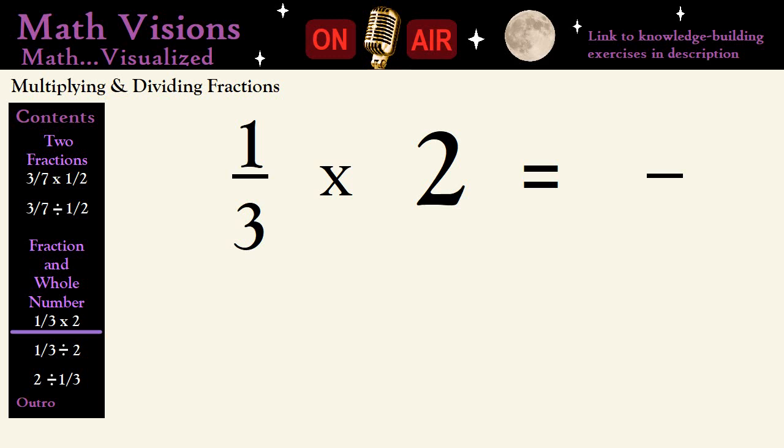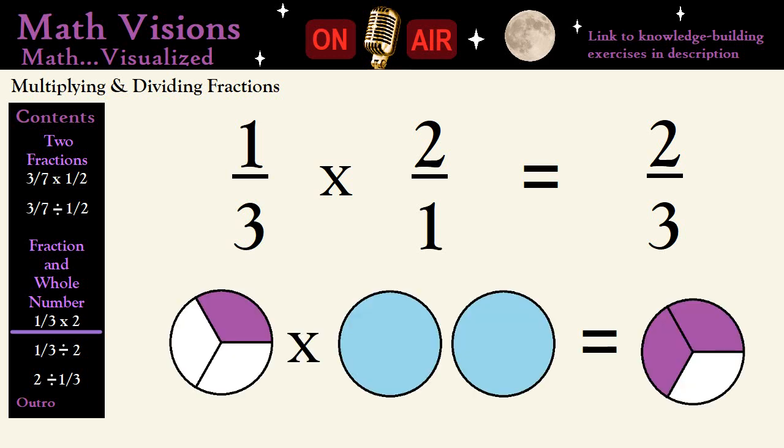We'll start by writing a fraction line under the whole number and writing the number 1 under the line. So in this example, 2 becomes the improper fraction 2/1. We then multiply as normal and get 2/3. Looking at our shaded area, we see that multiplying a fraction by a whole number will give us an answer that is larger than the fraction, but smaller than the whole number.